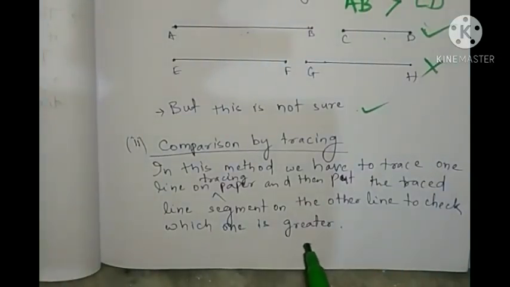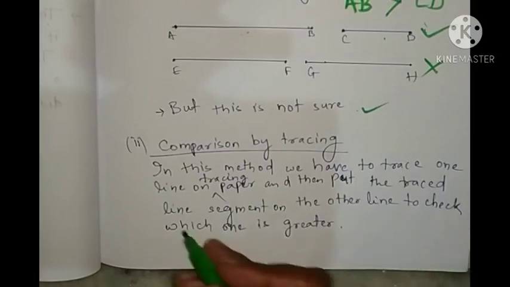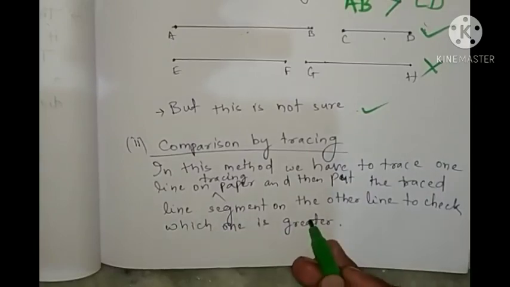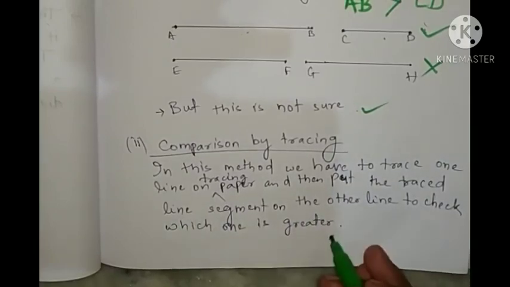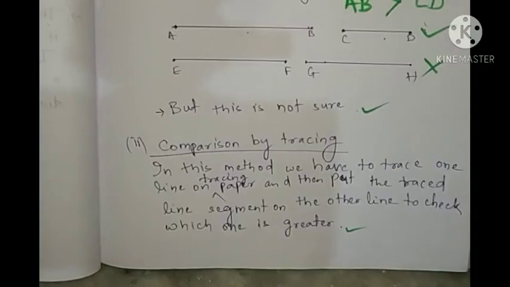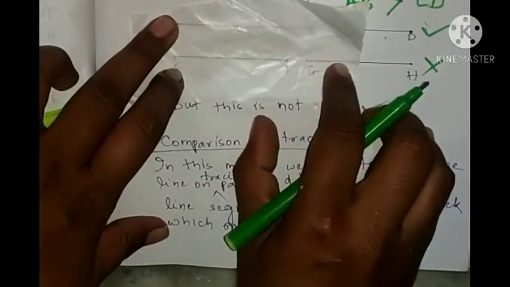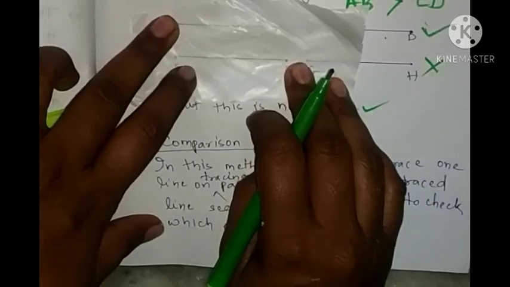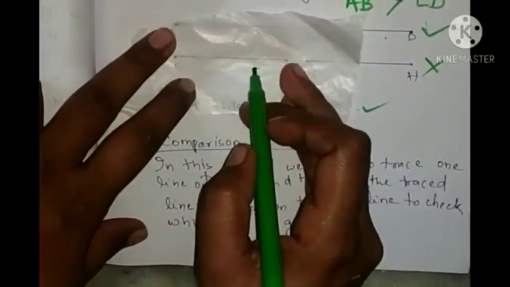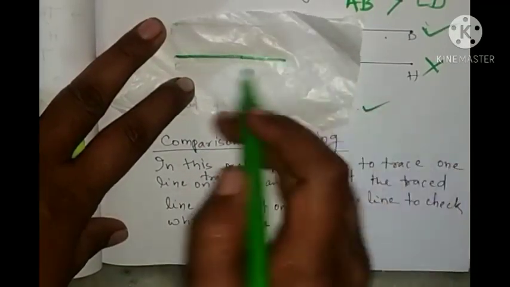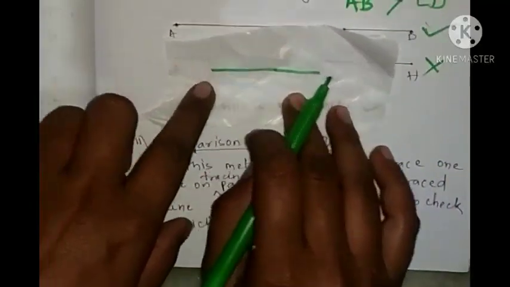Comparison by tracing means in this method we trace one line on tracing paper, then put the traced line segment on the other line to check which one is greater. You have heard about tracing paper? Tracing paper is like this. If you put it on this, you can easily get the view of the line. So if I put it and make a trace line, look, I am making a trace line, and this trace line I'll put here.